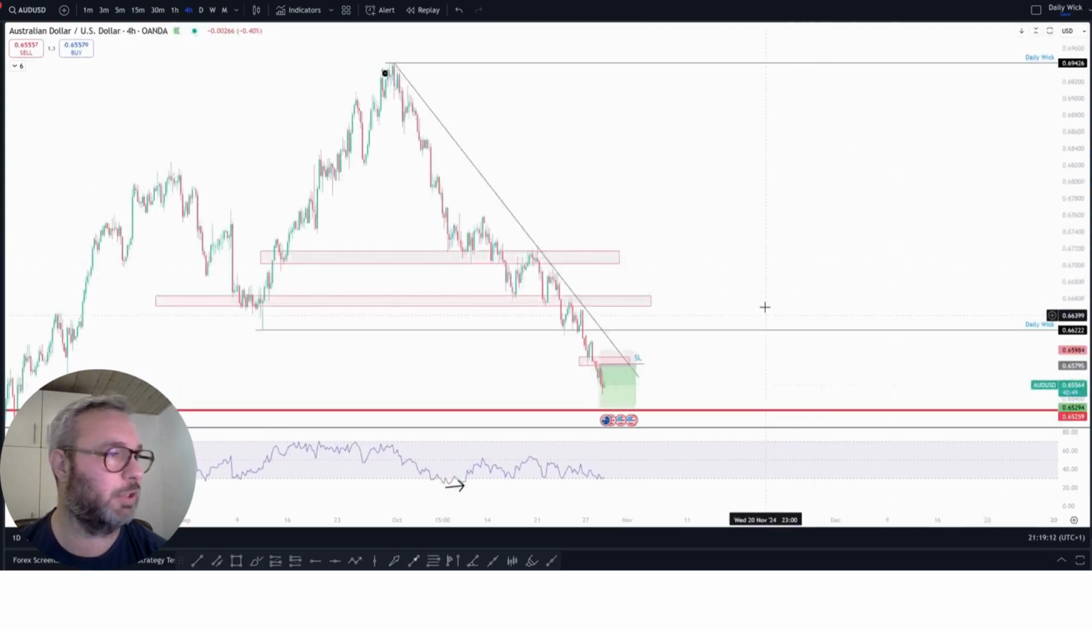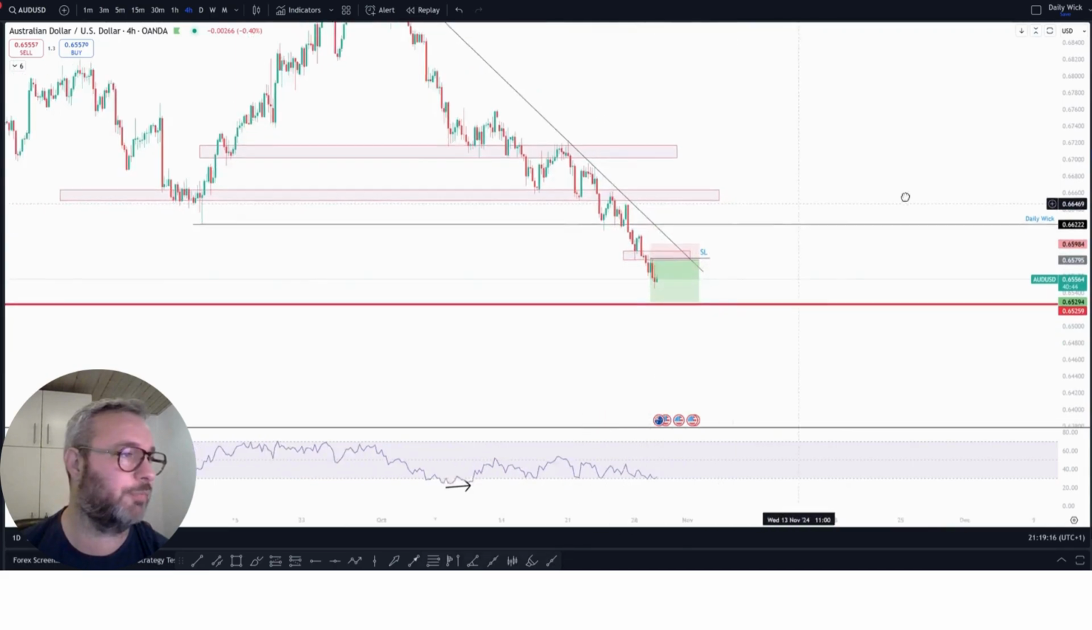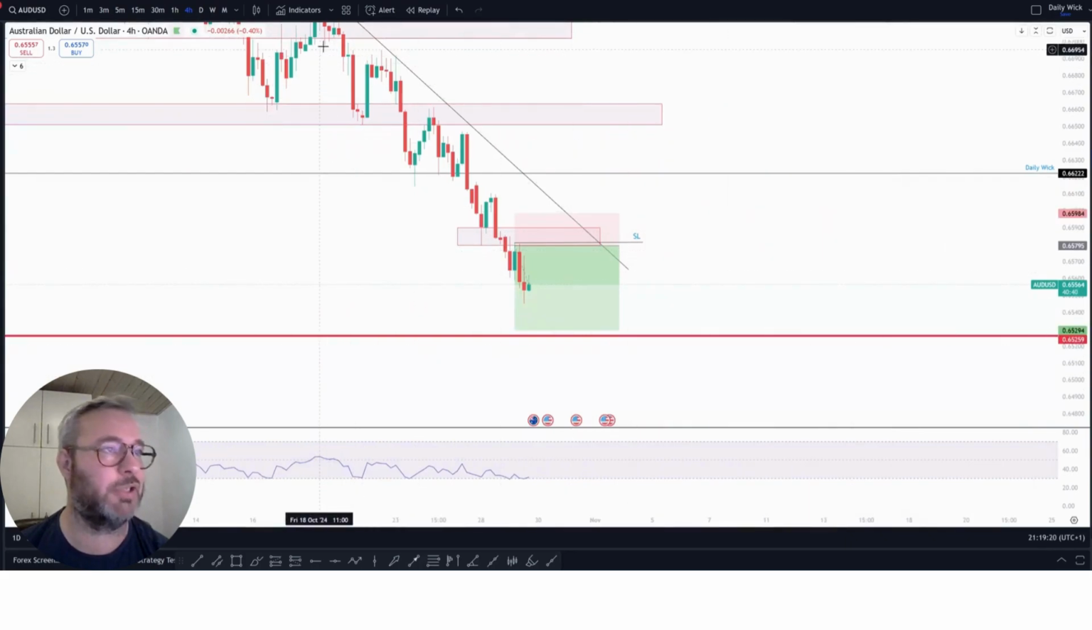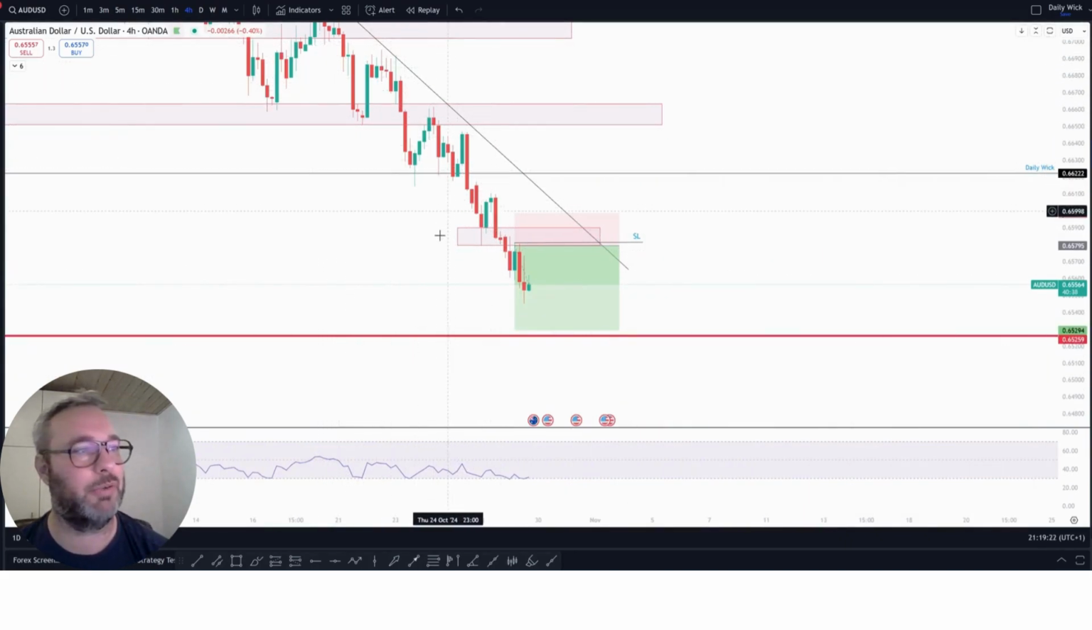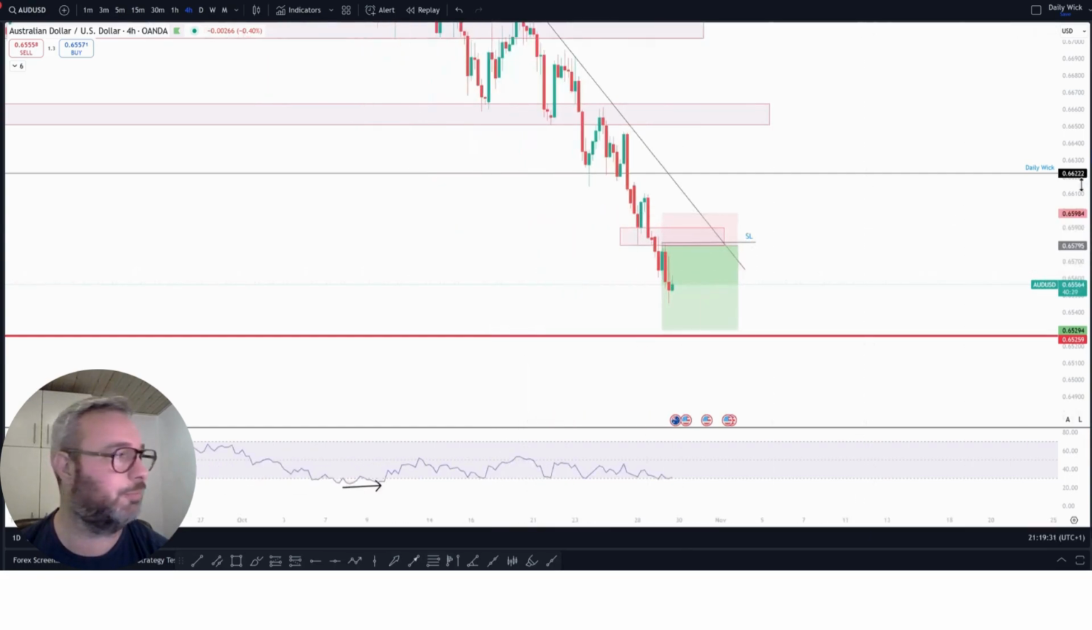AUD USD. Yeah, I'm already in this trade, this short here. You can see here a very basic simple trade. Price is going down, and then I mark out this level here when it breaks, and the retest, and then short.